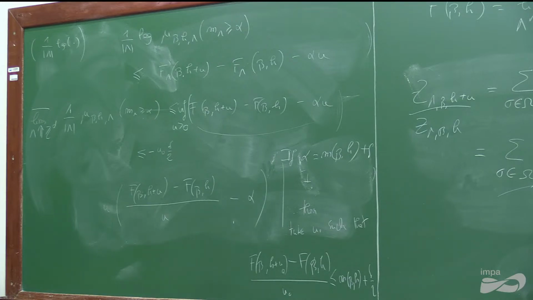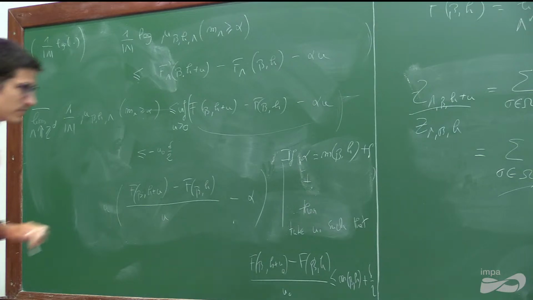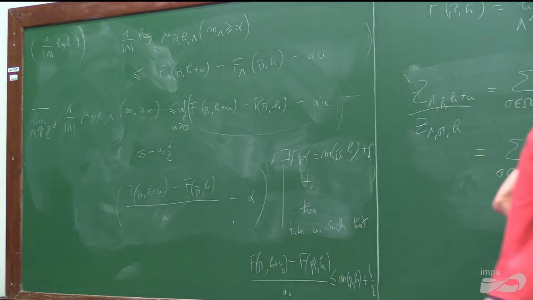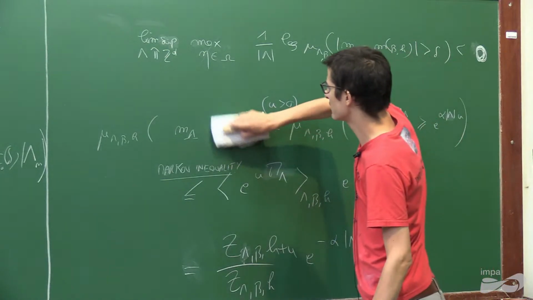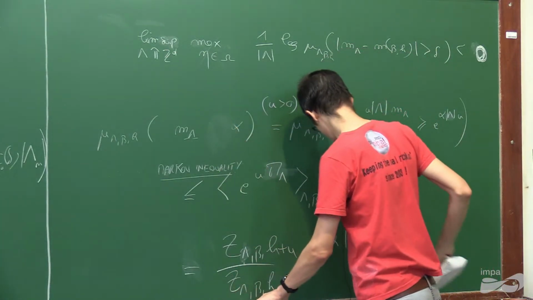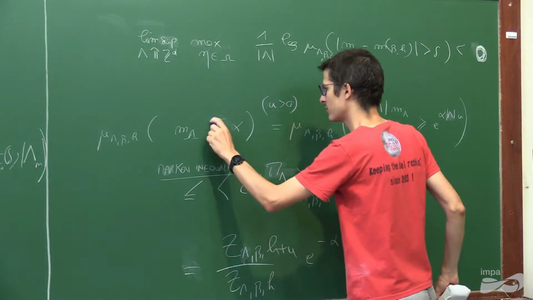Any question before we go to the lower bound? I will try not to make mistakes, but the lower bound is basically you take the same computation and you revert all the signs. So let's try to do it. What we want to estimate now is, let me put it in green.